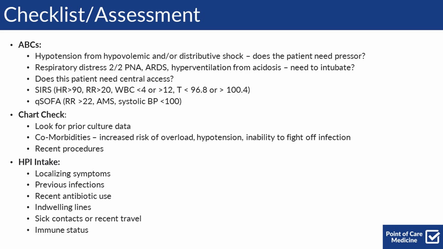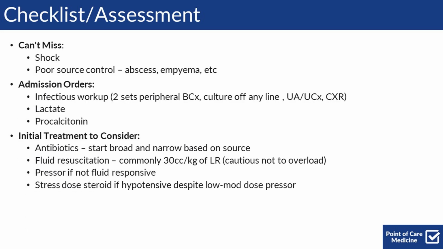For your chart check, look at prior culture data and the comorbidities that might increase the patient's risk for overload, hypotension, or an inability to fight off an infection. Also look for any recent procedures. For your HPI intake, ask about localizing symptoms, previous infections, recent antibiotic use, the presence of indwelling lines, sick contacts or recent travel, and the patient's immune status. Things that you can't miss include shock of any etiology and poor source control like an abscess or empyema.